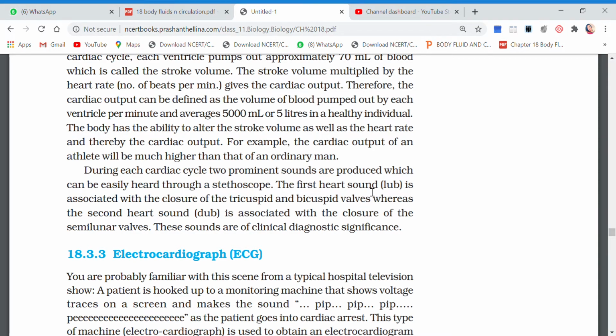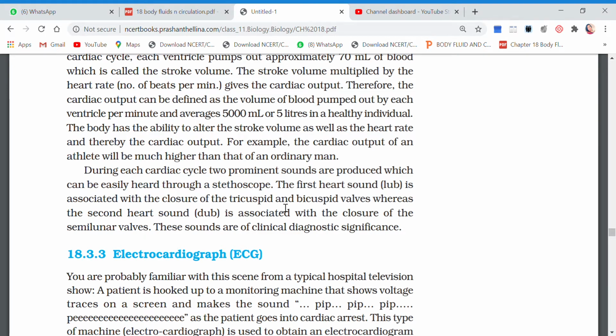The first heart sound is lub, which is associated with the closure of tricuspid and bicuspid valves. And the second heart sound is dub, which is associated with the closure of semilunar valves. What people call dhak dhak, na? So the first sound is lub, due to the closure of tricuspid and bicuspid valves, and the second sound is dub, due to the closure of semilunar valves. So these sounds are of clinical diagnostic significance.